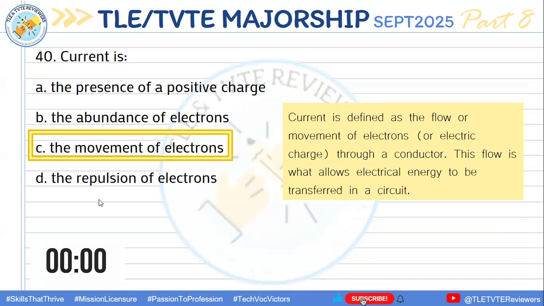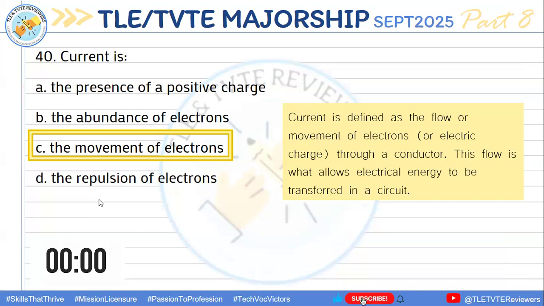For letter A, the presence of a positive charge. Current is about charge movement, so not just the presence of positive charge. Letter B, the abundance of electrons. Having many electrons doesn't create current unless they move. And letter D, the repulsion of electrons. While electrons repel each other, current specifically refers to their movement, not just repulsion. So the answer here is the movement of electrons.